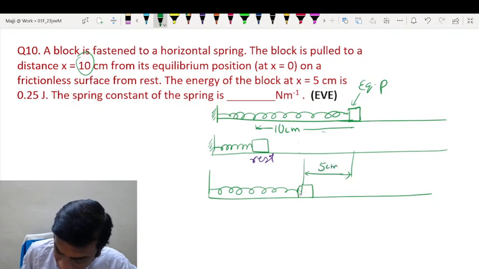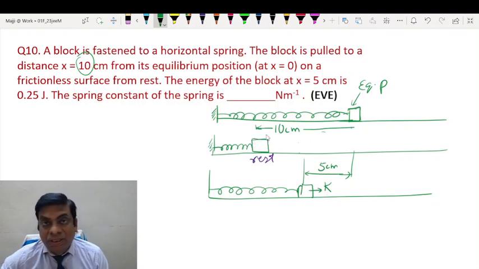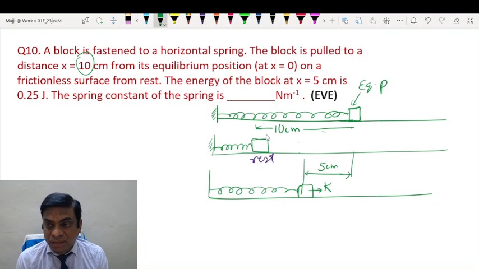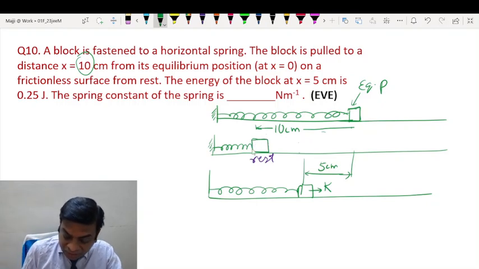Okay. So we have to find the energy here. This question is based on the law of conservation of mechanical energy. The spring block system represents a conservative force field. Here, the total mechanical energy will remain conserved. So, what is the total energy? Here, the total energy is only the elastic potential energy of the spring.